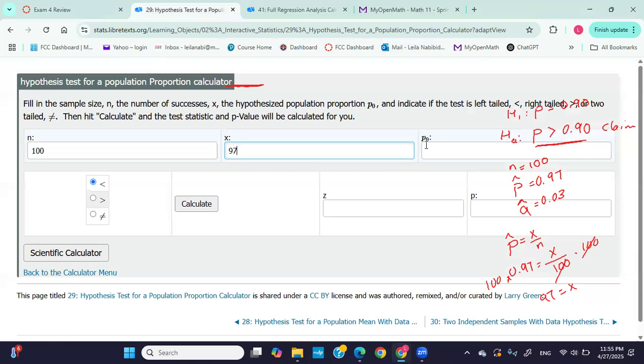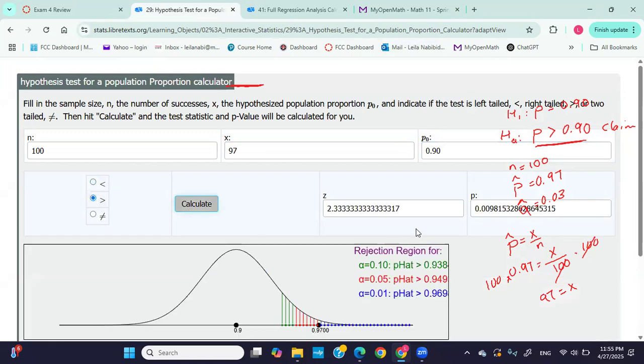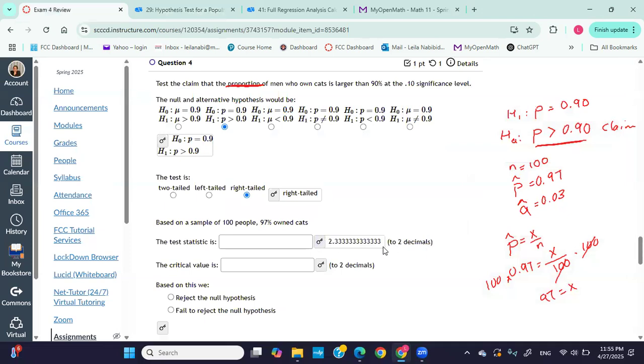P sub 0 means the claim. For the claim, we have 0.90, so we just type 0.90. It's asking you to choose the correct notation for the claim. The claim says greater than. Now we calculate. For proportion, we always use the z-table. If it's asking about the critical value, you use the z-table. If it's asking you to find the test statistic, you're finding the z. So now the z is 2.333, and the correct answer is 2.33, since it's asking you to round to 2 decimal places.